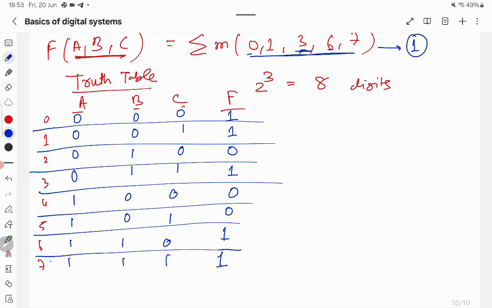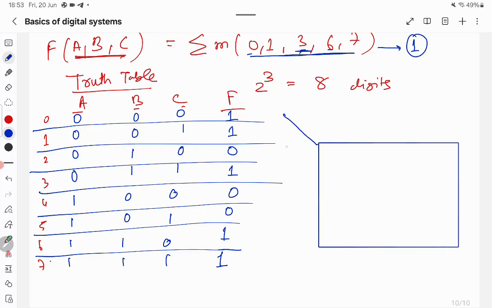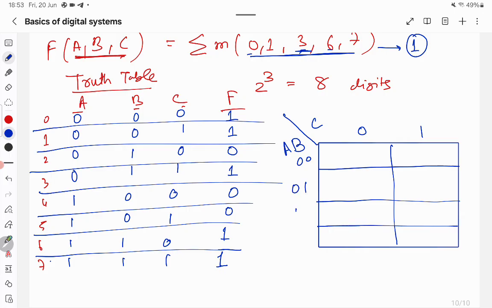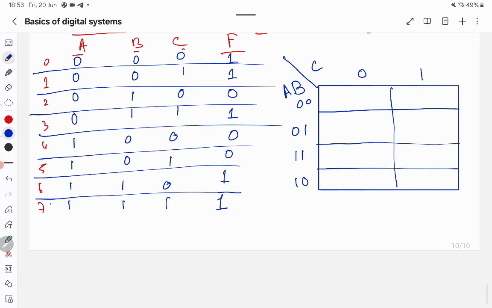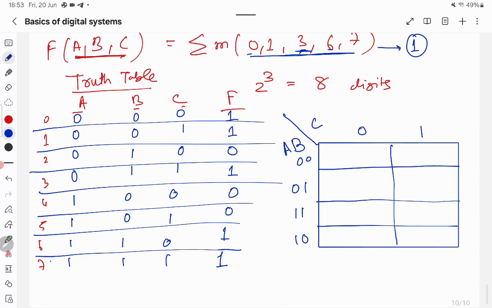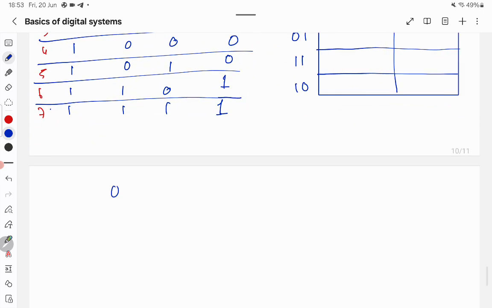Okay, so if you draw the k map, make a box. So 3 variables, so you can give a and b as one side input and c as this. c can be 0 and 1, a and b can be 0 0, 0 1, 1 1, 1 0. Pay attention here to why I wrote 0 0, 0 1, 1 1, 1 0. Why not 0 0, 0 1, 1 0, 1 1?